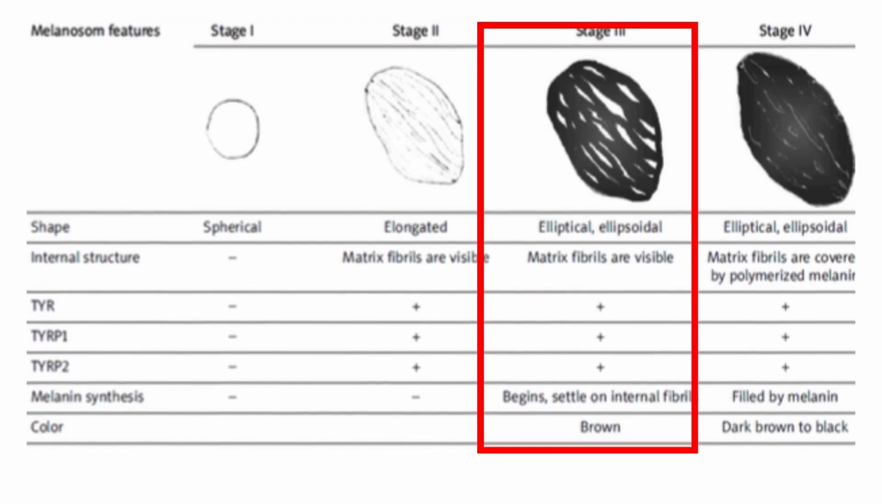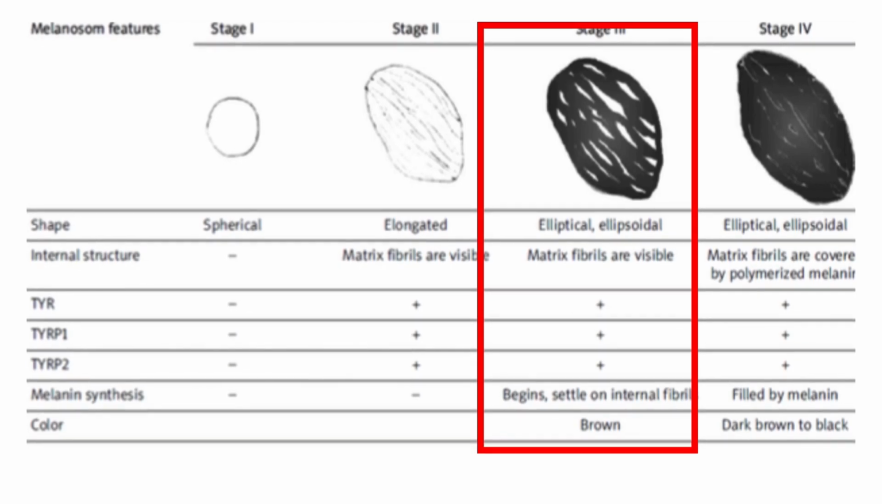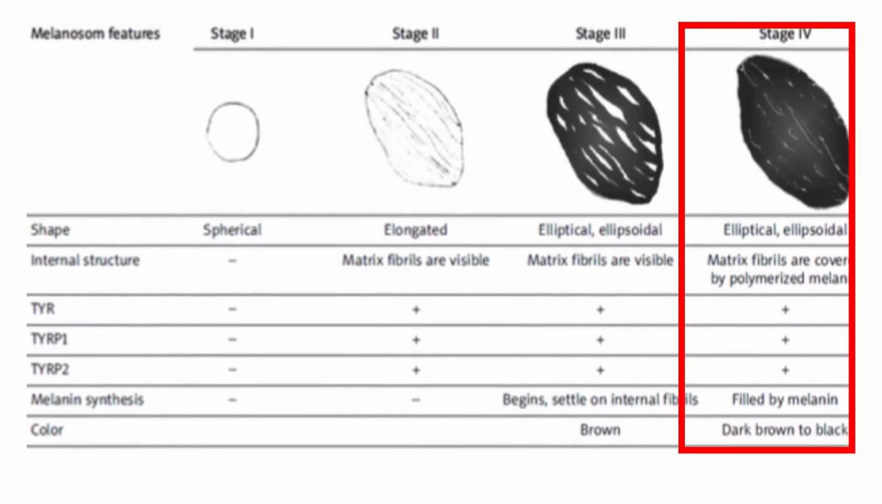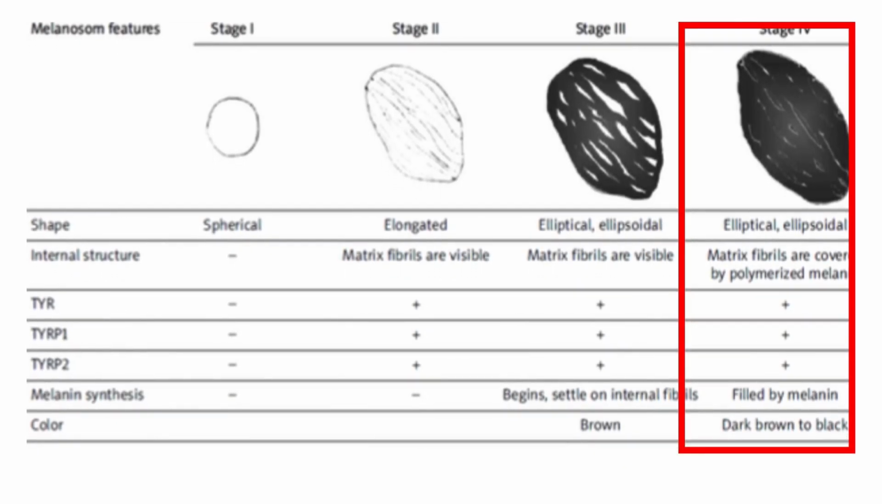The initiation of melanin production occurs in stage 3, where the pigment is deposited on the fibrillar protein. In the final stage, stage 4, the melanosome is filled with the pigment, and melanosomes also lose the enzymatic activity of tyrosinase to finally be transported to keratinocytes.